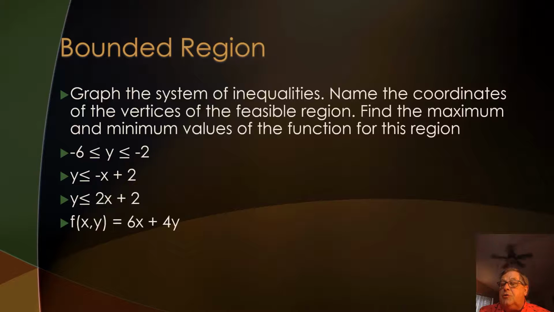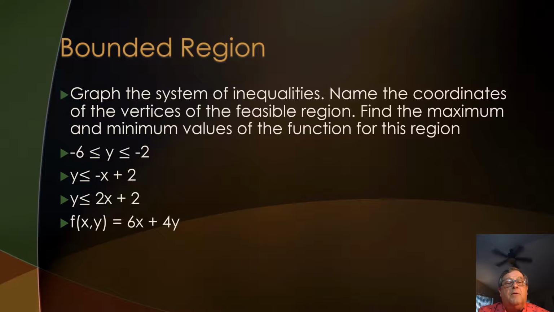Once you determine a feasible region, which is what the solution to the system of inequalities would represent, you get the vertices of that. Then you can plug those coordinates, the x and y coordinates, into a function and determine maximum and minimum values. Now let's look at what we've got right here.